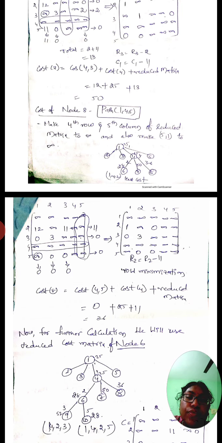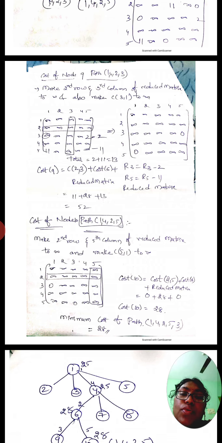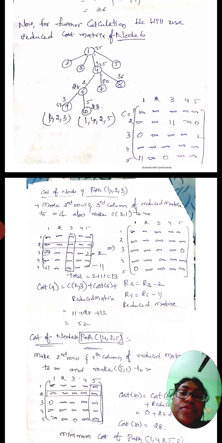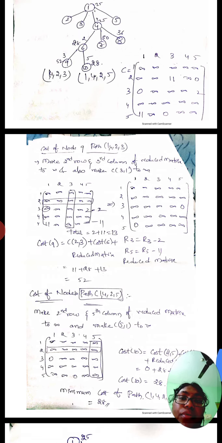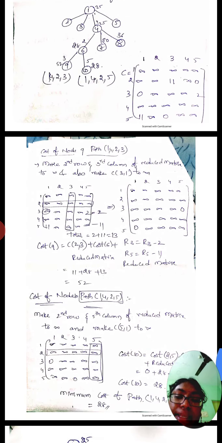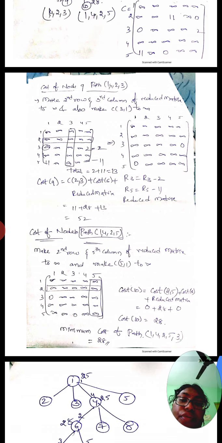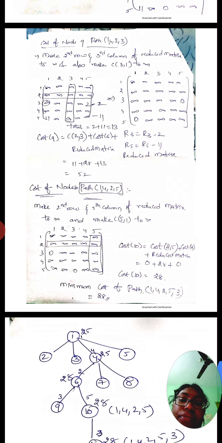Now we have to calculate the cost of node 9, that is equal to cost of 2, 3 plus cost of 6 plus cost of the reduced matrix. Cost of 2, 3: we have to look at this fully reduced matrix. 2, 3 how much? 11, plus cost of 6, which is 28, plus cost of reduced matrix 13. Total we get 52.